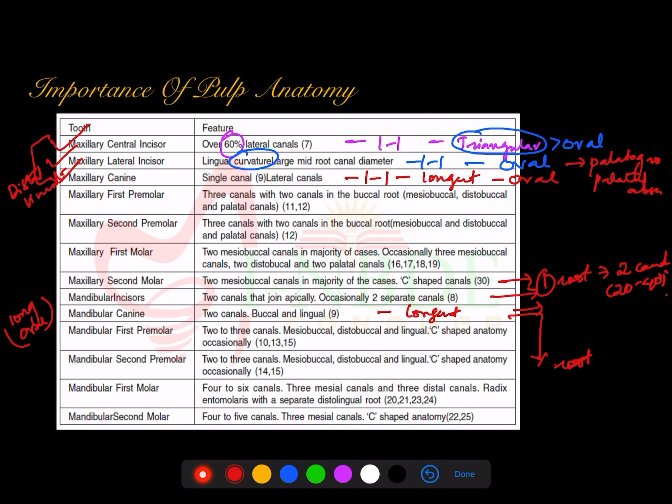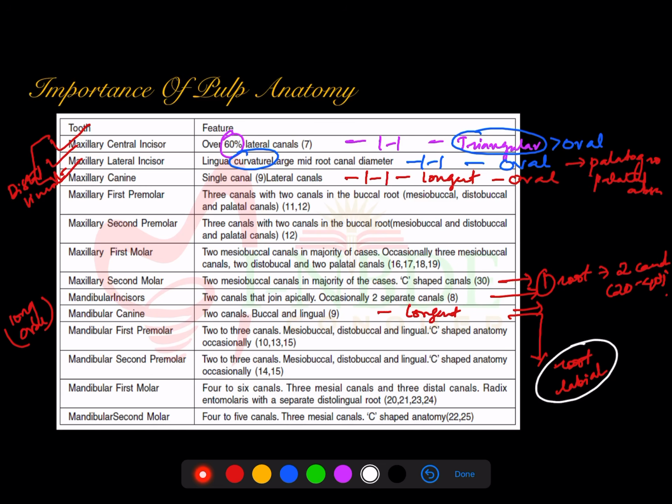Okay, one root, and the crown was labially inclined. You'll have a labial inclination of the crown. So whenever you have a labially inclined crown, make sure you try to do the access opening by giving the proper direction. If not, you're going to cause a perforation, right? So it is very, very important. You just make a note about this.